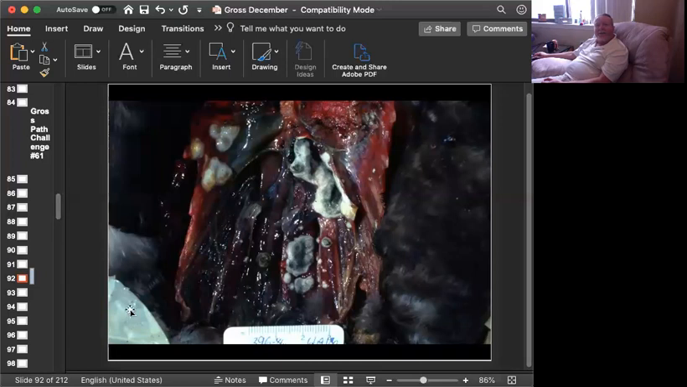Okay, slide number 8 is tissue from an eider duck.